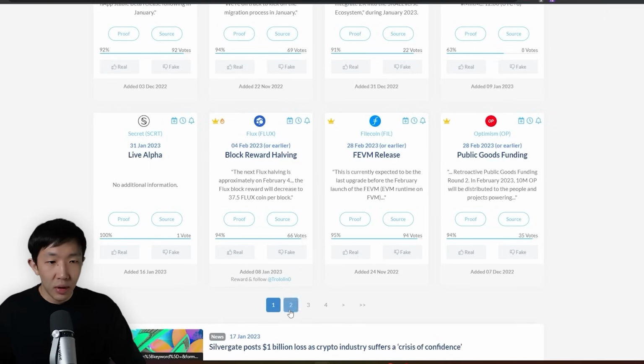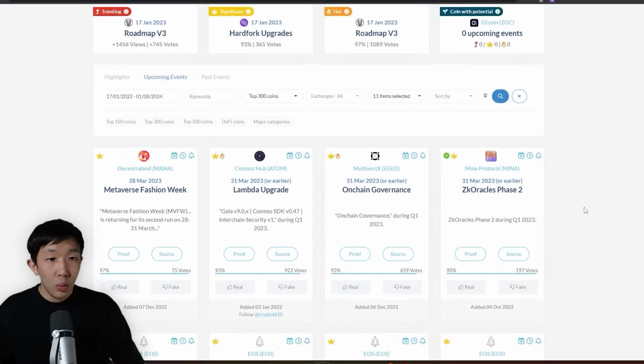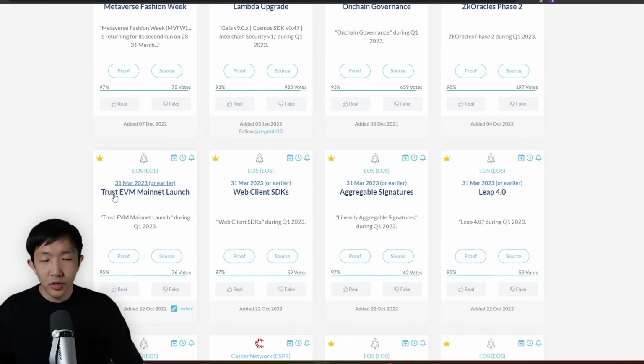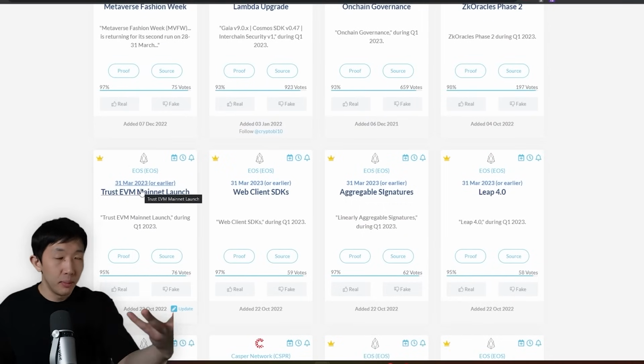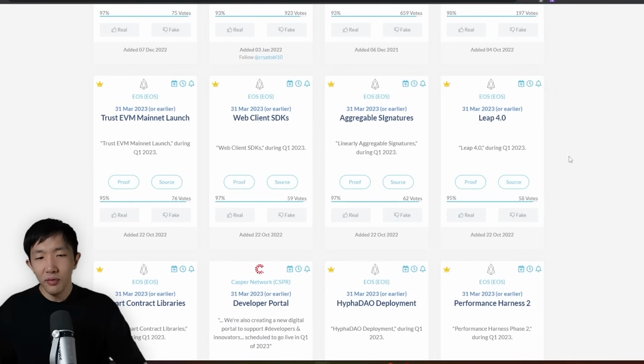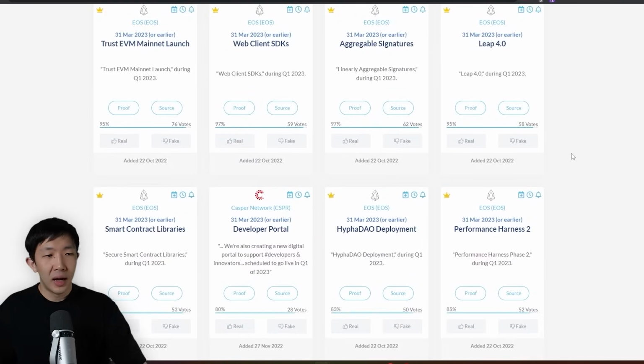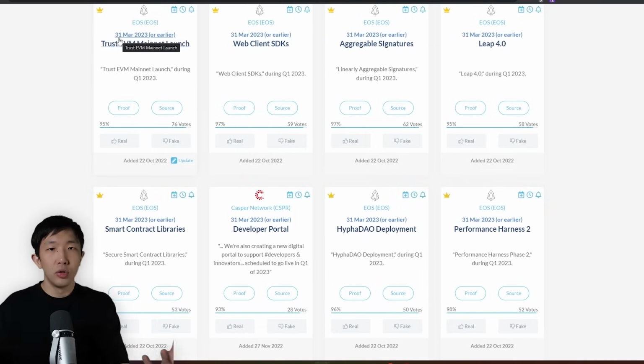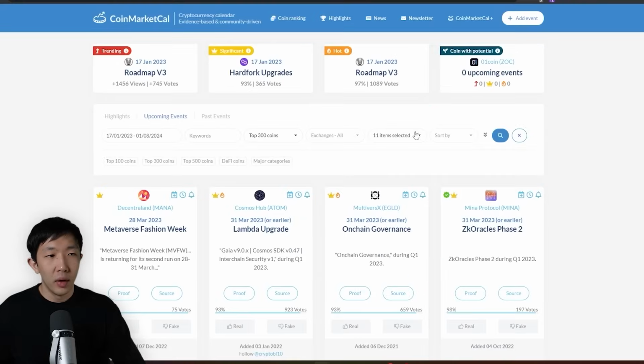Flux has a block reward halving. That could be good for the tokenomics. What else? Cosmos has a Lambda upgrade. That sounds like a big tech upgrade. EOS has Trust EVM. Again, this is an Ethereum EVM wallet integration. You can find some really big alpha up here that are two to three months down in the future that nobody has talked about yet on YouTube, Twitter, whatever. You can just find them with the filter search here.